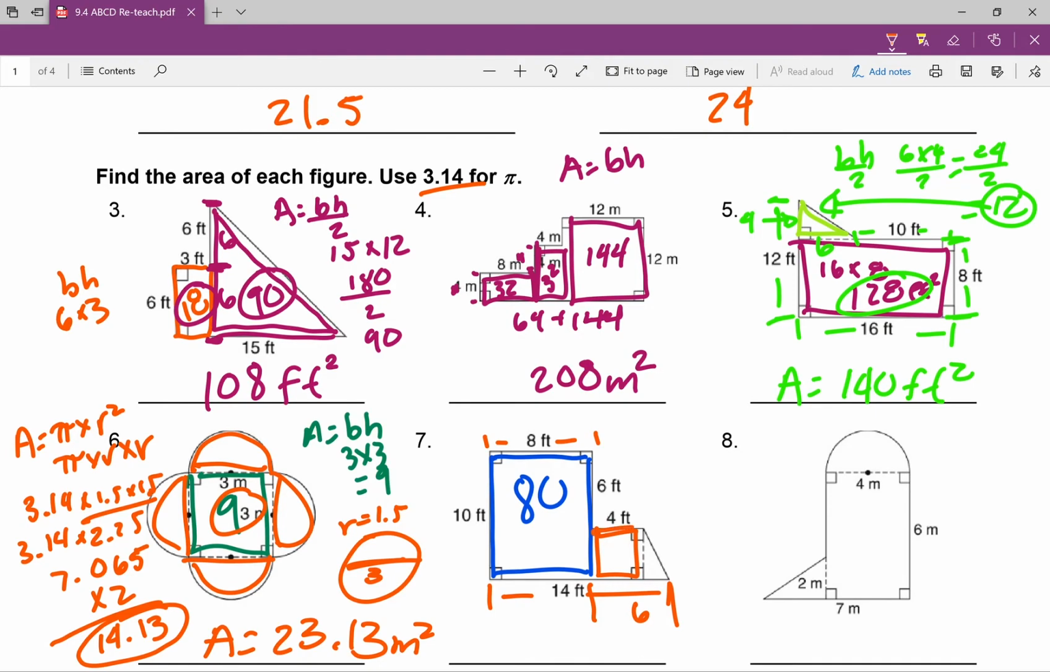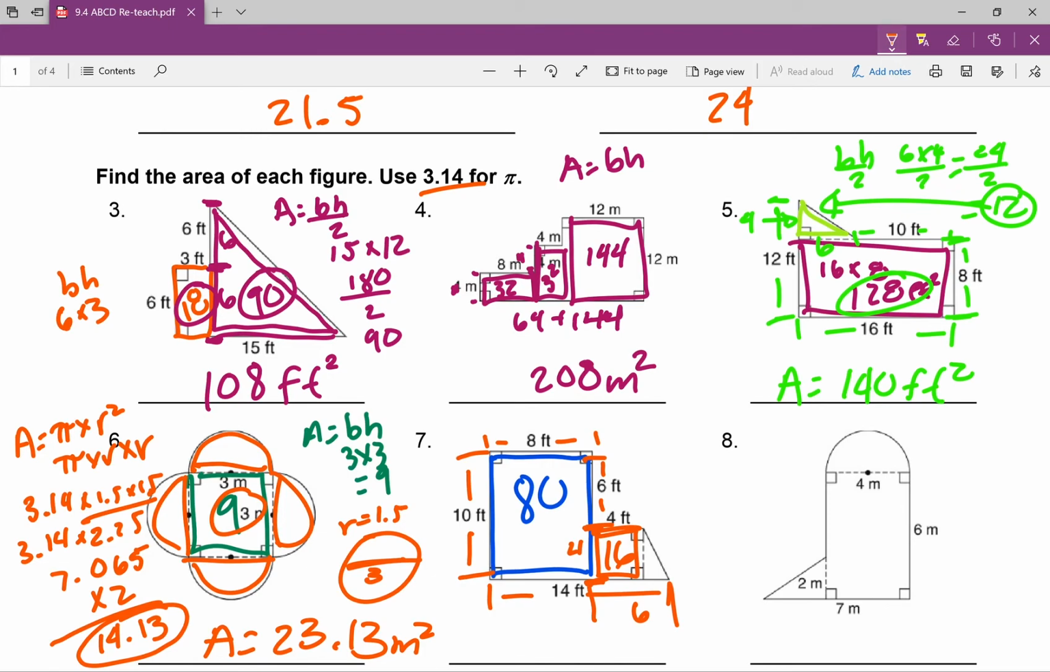However, the base is 4. I gotta find the height. So from here to here is what I'm looking for. I know from here to here is 10, and from here to here is 6. So 10 minus 6 is 4. So yes, it is a square, and 4 times 4 is 16.